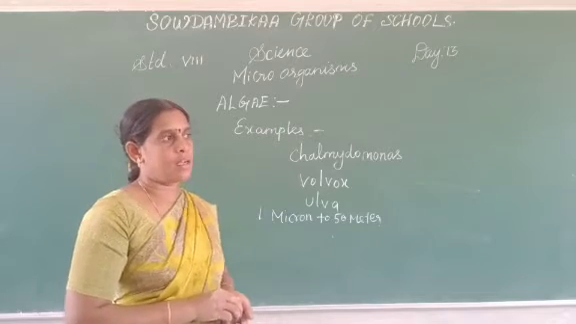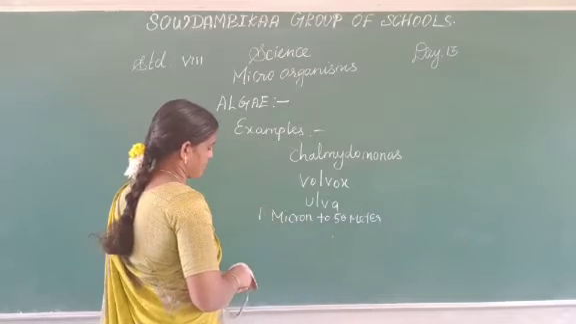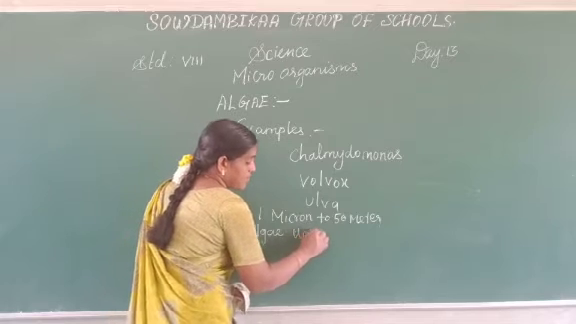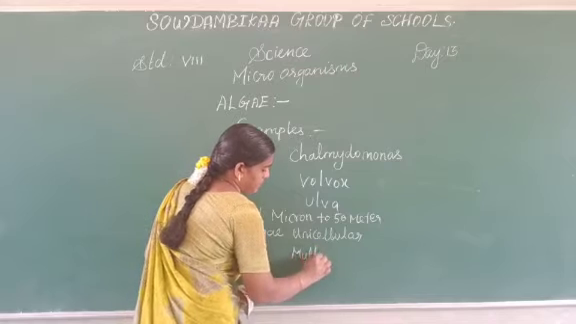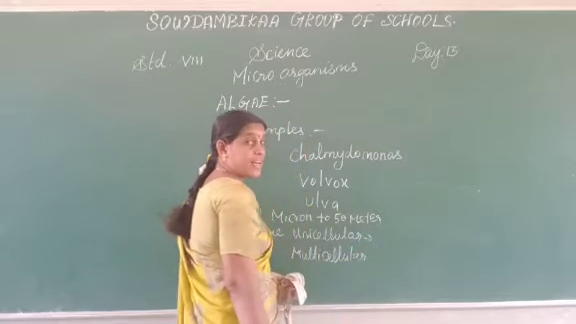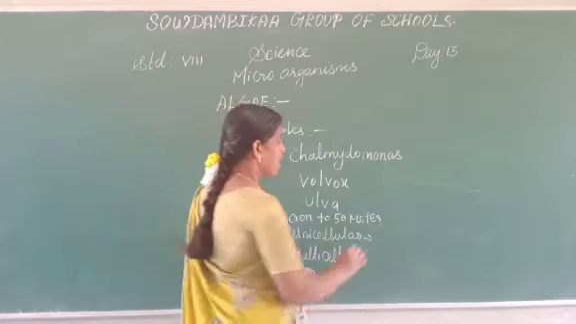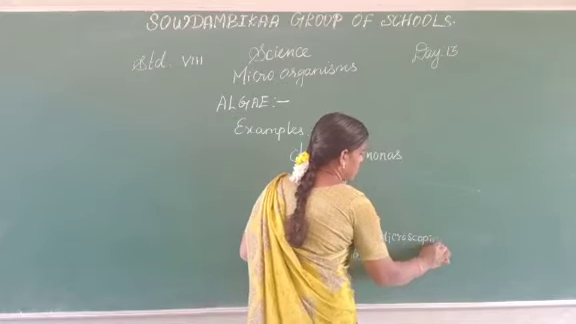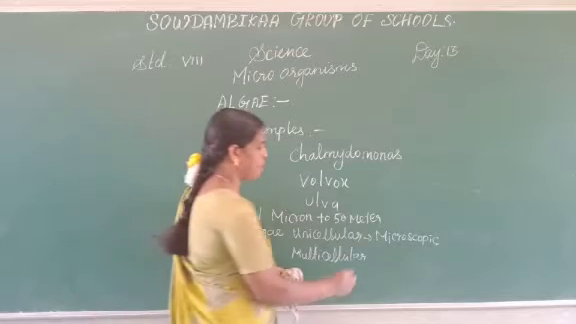Algae may be unicellular, microscopic, or multicellular. The unicellular algae we cannot see with the naked eye. With the help of a microscope only can we see it, so it is called microscopic algae. Multicellular means having many cells. We can see them with the naked eye, so they are called macroscopic.